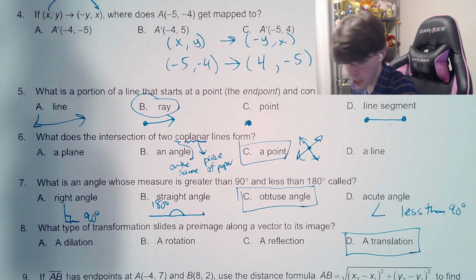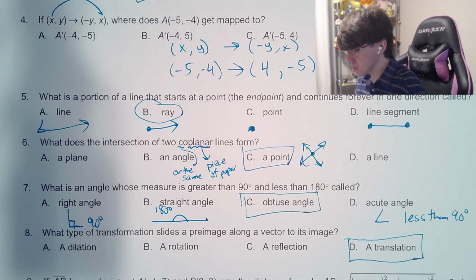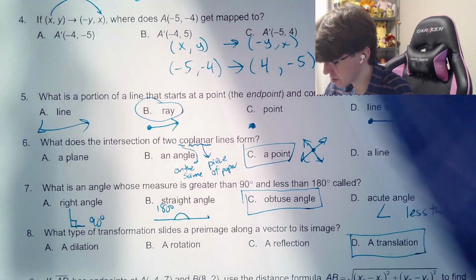For A comma B has its endpoints. Pausing for a second. I've already had to pause 3 times. Not even done with this thing.